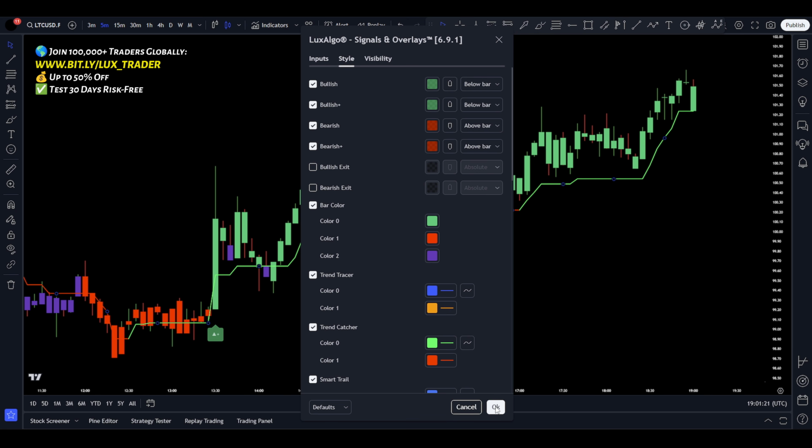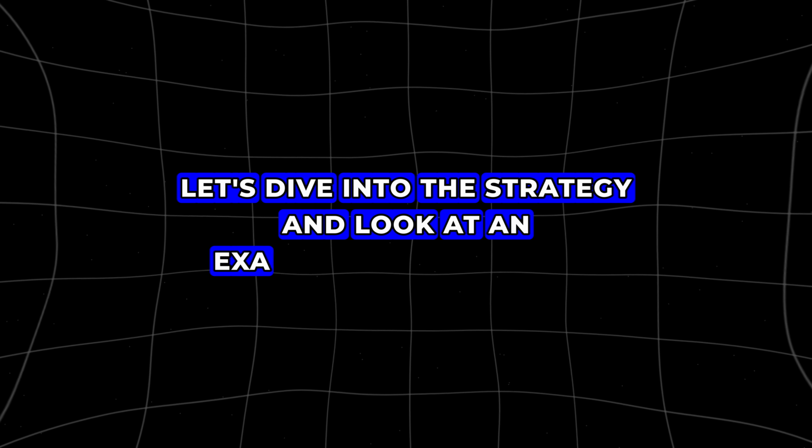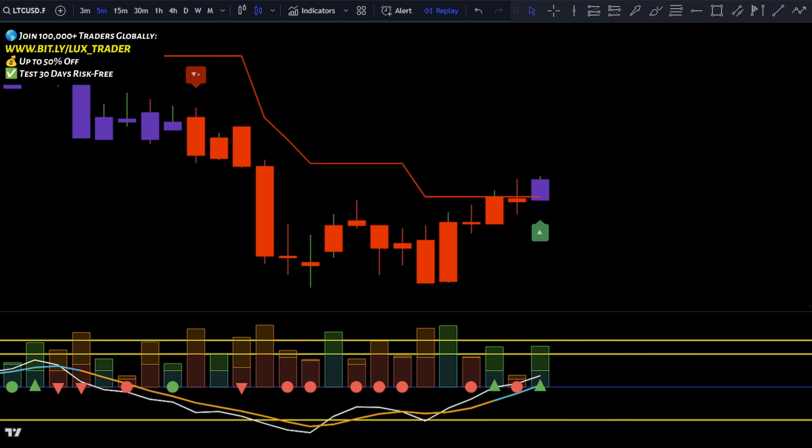Once you've made these adjustments, click OK to save the settings. Now that the settings are configured, let's dive into the strategy and look at an example of a buy trade to see how everything works in action. For a valid buy trade, there are 4 rules that must be met.